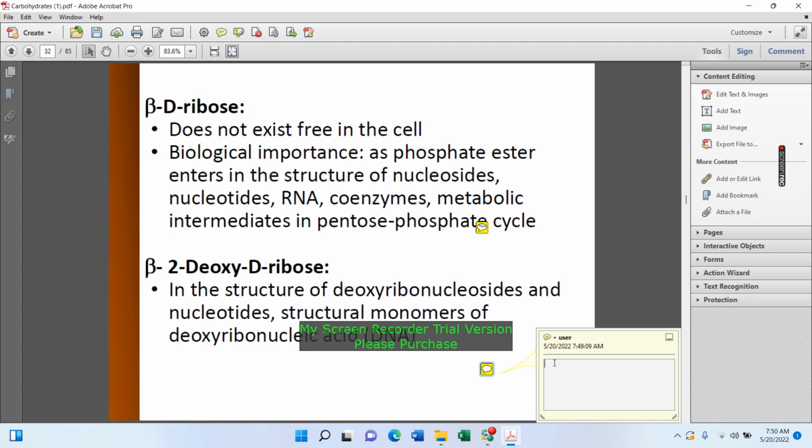Yeah, so simply this beta D ribose makes up RNA and even nucleosides and nucleotides and coenzymes, and now we have beta 2 deoxyribose. What it does is structural monomers of deoxyribonucleic acid. So honestly, this 2-deoxyribose means what? Structural monomers of deoxyribonucleic acid.